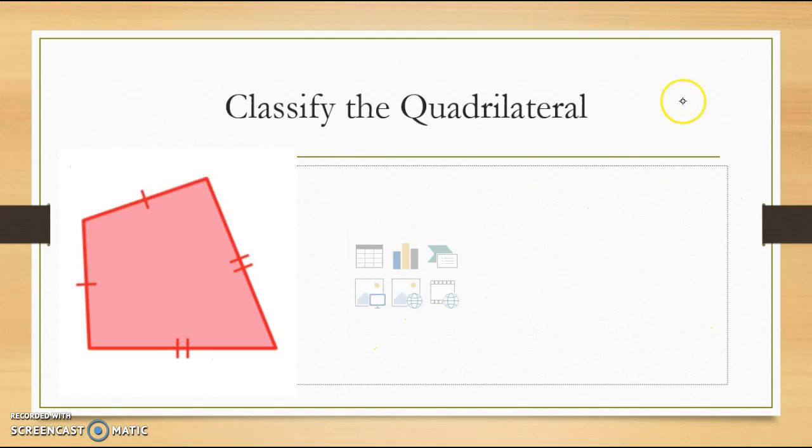Alright, now let's look over here. So we're classifying this shape. If we classify this shape, we are going to have a kite.